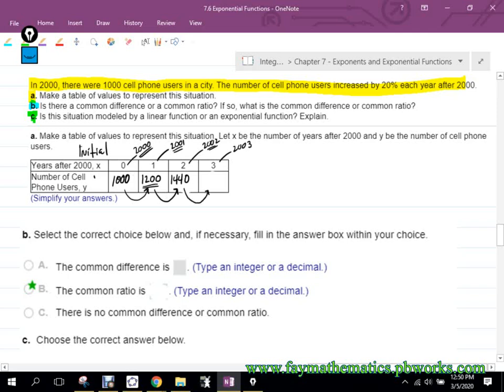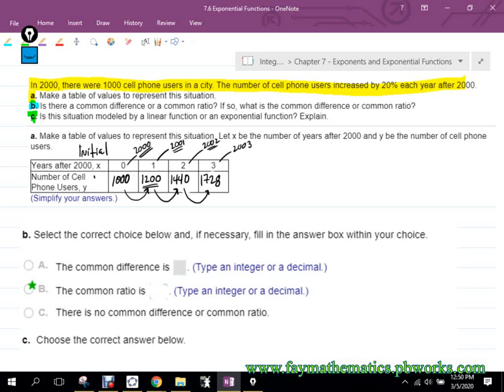Then I'm going to multiply that by 20%. So again, 288. So what's 1,440 plus 288? 1,728. Okay, so those are the things that in Math Excel, those boxes are blue, we've got to type those numbers in.